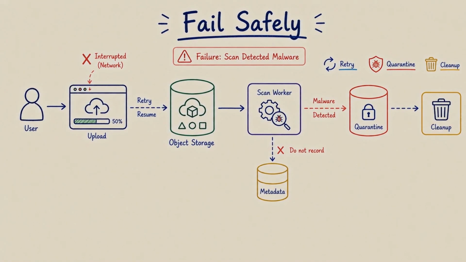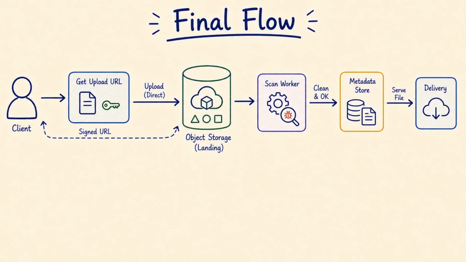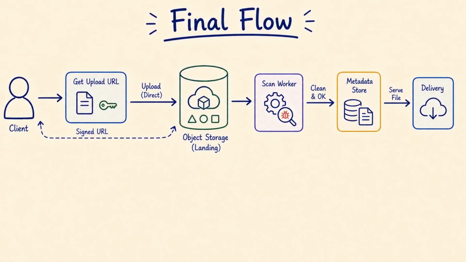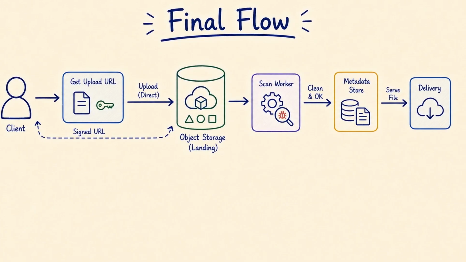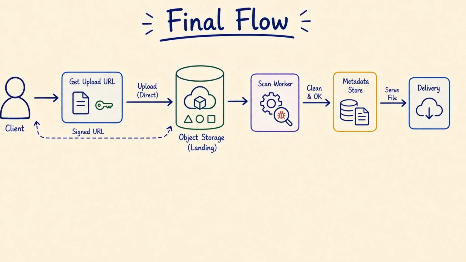So the final architecture story is simple. Trace a client request into signed upload, storage landing, scan and processing workers, metadata persistence, and download or CDN delivery. That is the version I would be comfortable defending in a serious review.